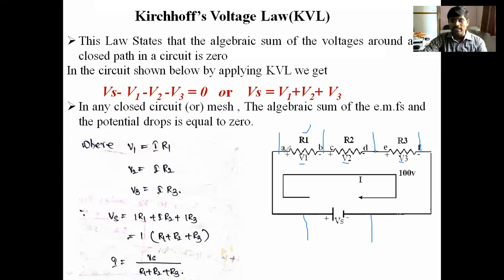That's why plus and minus are indicated here. Similarly, for R2 also plus and minus, and for R3 plus and minus. So you have to assign these plus and minus signs. Don't think it is just plus and minus. Plus means higher, minus means lower. The potential at A is greater than the potential at B. Now you have to apply the KVL to this circuit.